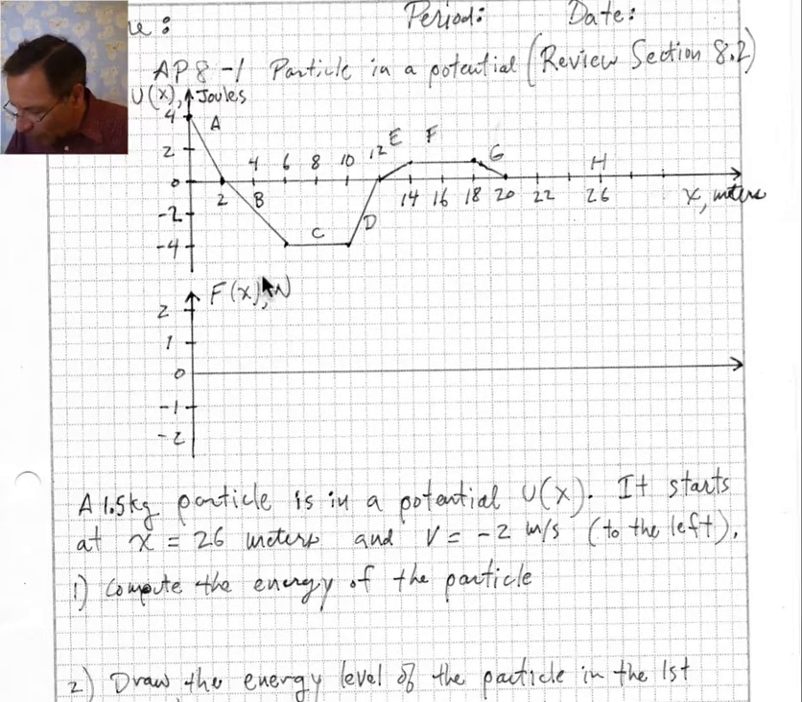So the first question, let's read what it says. A 1.5 kilogram particle is in a potential U of x, which is what I've just graphed there. It starts at x equals 26 meters, so it's starting here. This is our starting point. And it has a velocity of -2 meters per second, so it's moving to the left at this speed. Compute the energy of the particle.